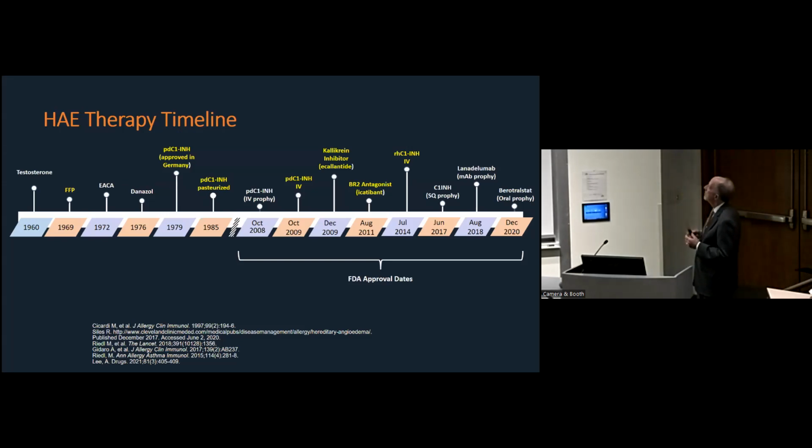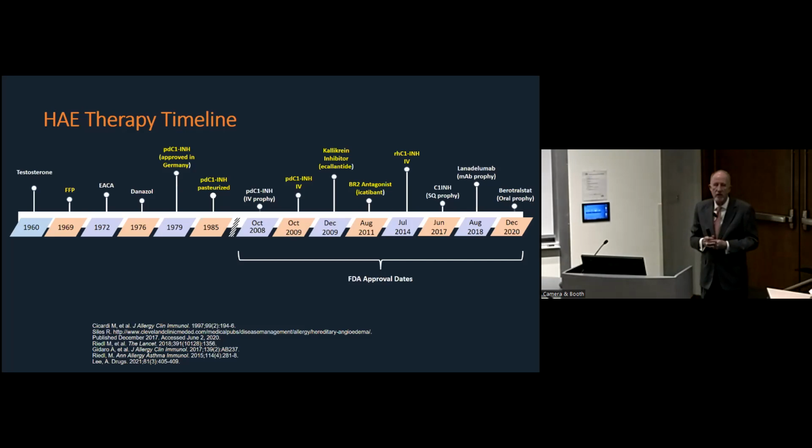And then in the last few years, we've learned that subcutaneous C1 inhibitor works very well for prophylaxis. I'll show you that data. A monoclonal antibody that blocks kallikrein, lanadelumab, and then more recently, oral plasma kallikrein inhibitors. So if you look at this, it's an interesting timeline. What's even crazier is if you count this, as of today, we have 8 FDA-approved drugs for the treatment of this disease that affects about 6,000 people in the United States.